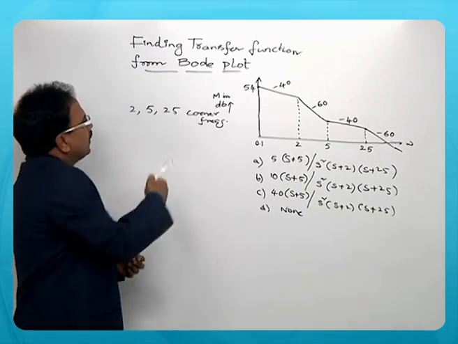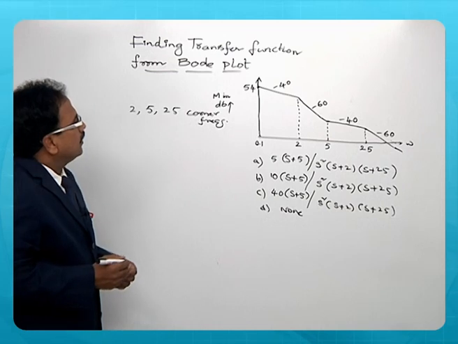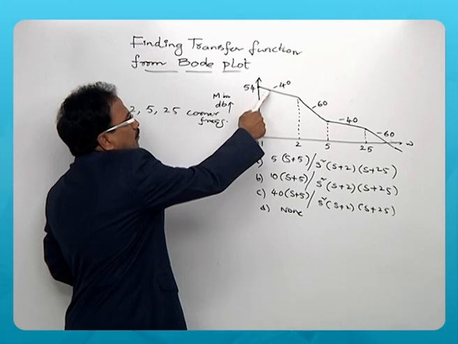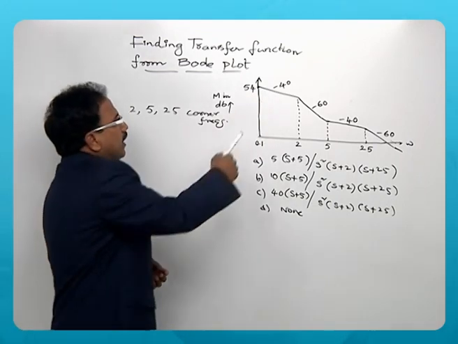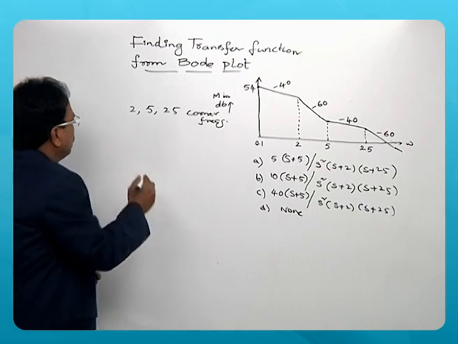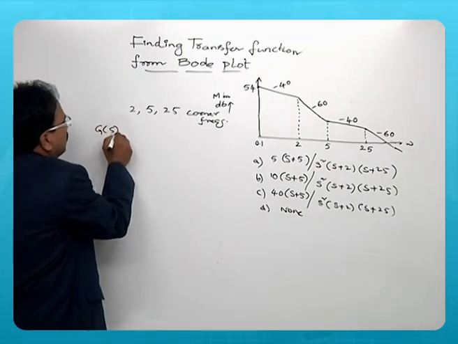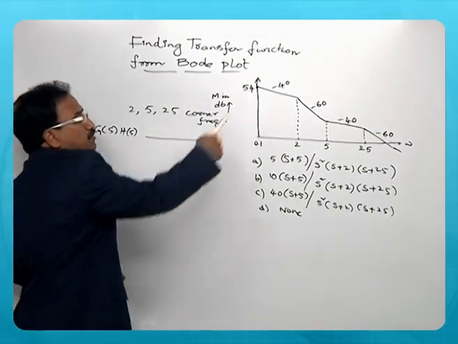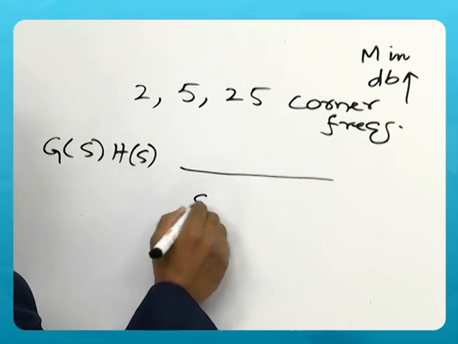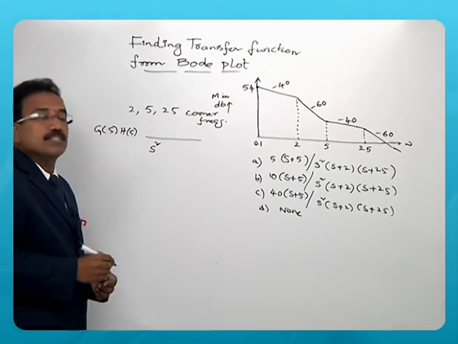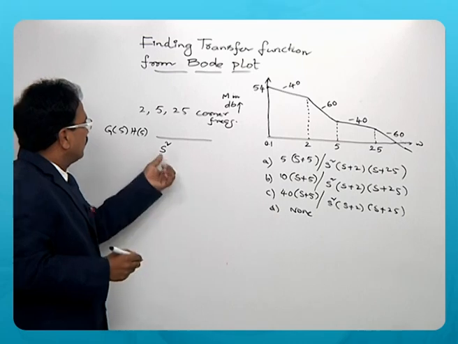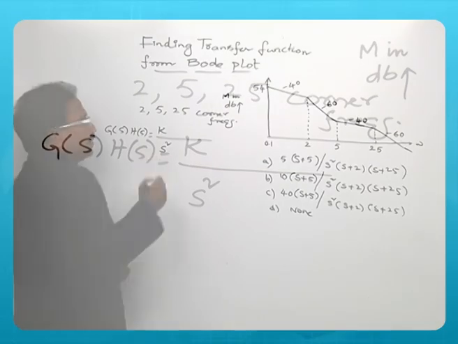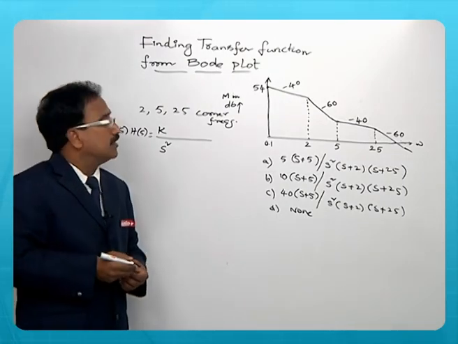So the first step is to identify the corner frequencies, and the second step is when you look at the plot, it starts at 54 having a slope of minus 40. So I can say that in G(s)H(s), in the denominator, because of minus 40 dB there are 2 poles at origin. That is the indication of minus 40 slope, 2 poles at origin. As usual, there will be a gain constant K that we need to find out.